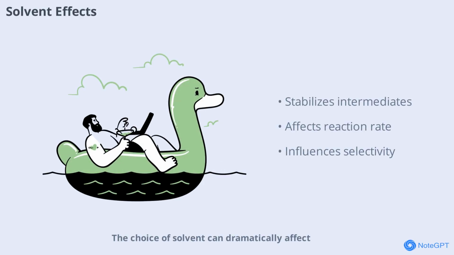Choice of solvent can dramatically affect the mechanism and outcome of an organic reaction. Polar solvents can stabilize charged intermediates, while nonpolar solvents favor radical mechanisms. Solvents also influence reaction rates and selectivity. By understanding solvent effects, chemists can optimize conditions for desired reactions.